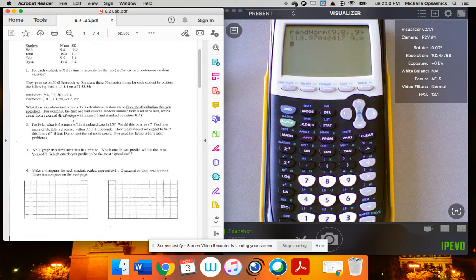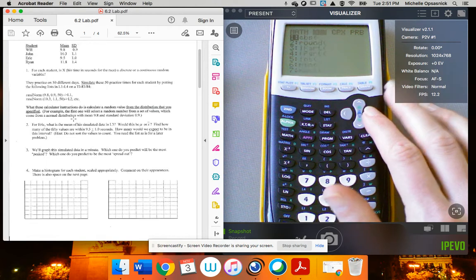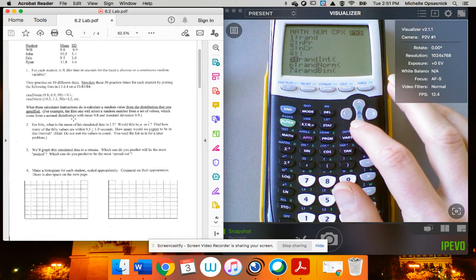And so if you're doing this with a partner, you want to make sure all of your lists end up in the same calculator, because we're going to end up combining them together in just a little bit. So they all need to be in the same graphing calculator. All right, so we're ready to go ahead and do John. So we're going to hit math, again, probability, and then random norm.